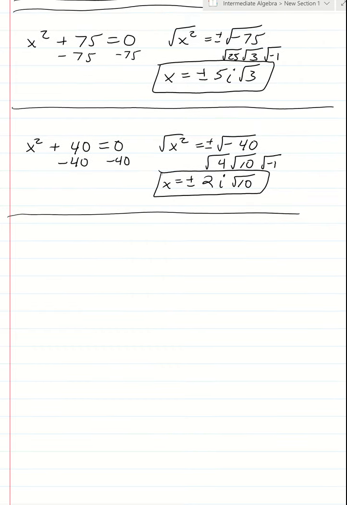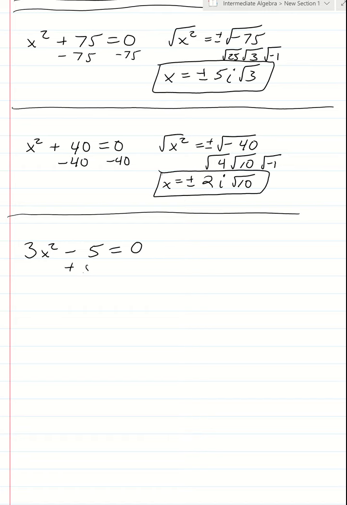Let's try a slightly different one. Let's say we have 3x squared minus 5 equals 0. Now this is not factorable, okay? So let's see if we can use the square root method to solve this for x.